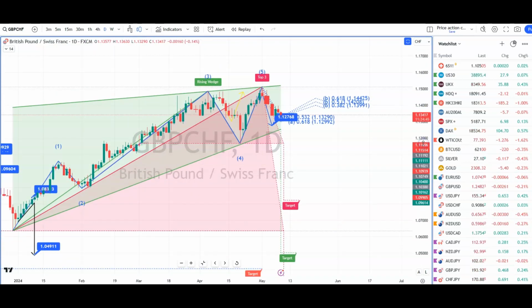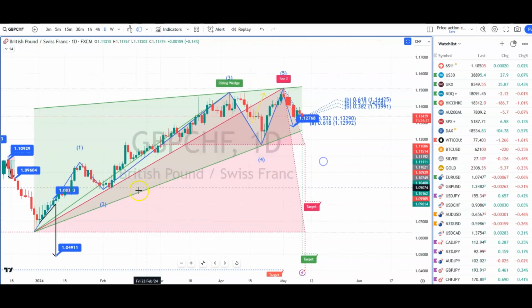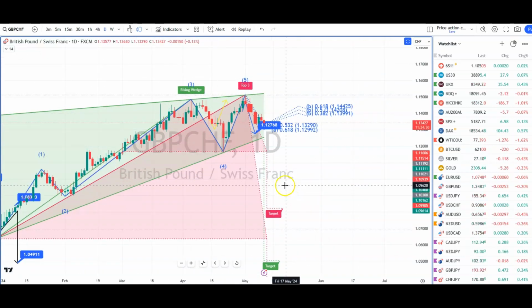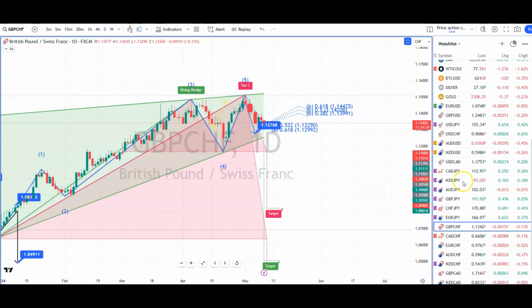Pound Swiss, now these are not good. So it's not very clear about direction. It's into a rising wedge. It's got a double top. So there's no analysis really we can say from that.